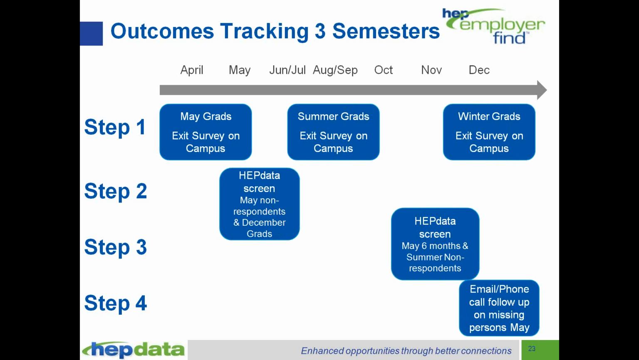If you track all 3 semesters that you have graduates, so May grads, summer grads, and winter grads, what we recommend is for a May screening to include your May non-respondents and your December grads, because that'll give you 6 months out on your December grads. And then when we do the 6 months out on May grads, include your summer grads and see if we can add additional information. And then if you have an end of the year email or phone campaign to follow up on missing persons, include the people you don't have data on.